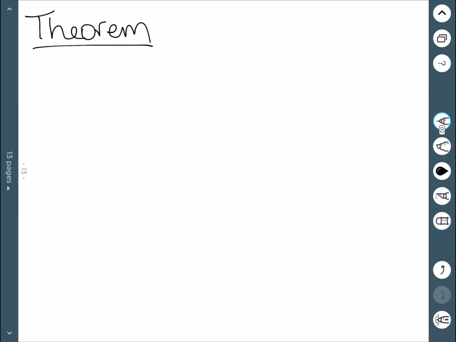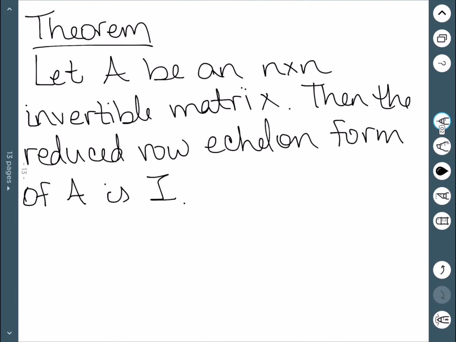And then we have one last theorem. Our last theorem states that if A is an n by n invertible matrix, then its reduced row echelon form is actually the identity matrix. This, combined with my last theorem, means that if it's invertible, it can just be a product of elementary matrices, since that last R would just be the identity matrix.